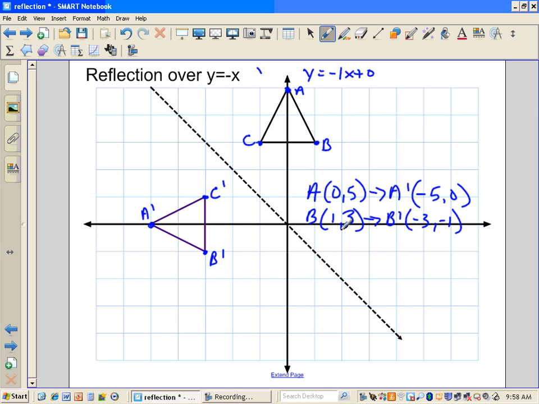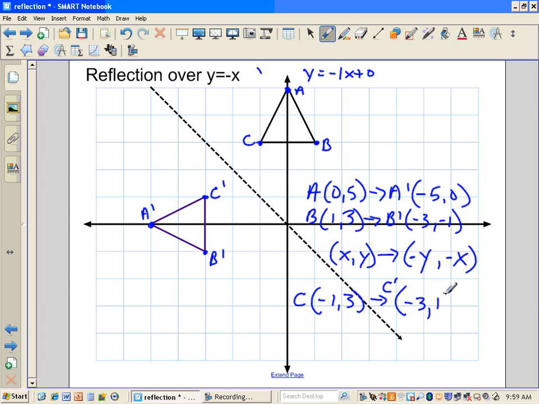So not only does it look like the x and y are switching places, but they become negative as well. The y is going to go first, this 3, and it's going to be negative. The x is going to go second, and it's going to be negative. If it was already negative, you would make it positive. So let's check that with point C, which is (-1, 3). If we follow the rule, C prime should become, the y goes first and becomes negative 3. The x goes second, becomes the negative of negative 1, which is positive 1. And there it is, (-3, 1).